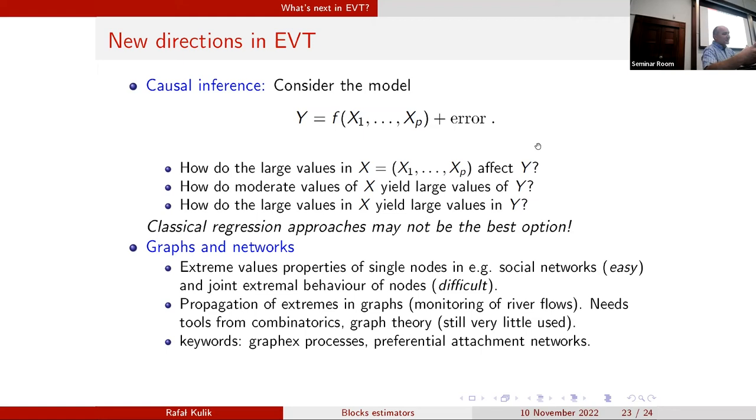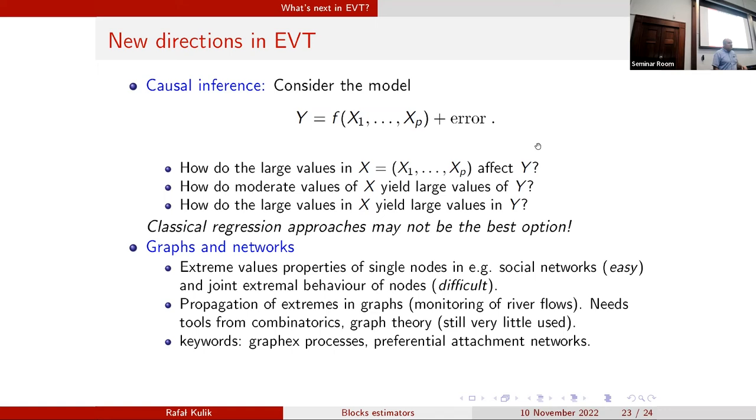this is a difficult task, because not only is it a multivariate situation, but you also have the geometry of the network. Why is this important? Because if you want to run an ad campaign, you don't want to approach the guys with a small number of connections. You want to approach the guys who are in this extreme part, okay? Because they propagate. So this is one topic of problems. And basically all of the networks that I've seen are heavy tailed. They have extremal properties. Another thing is propagation of extremes in graphs.